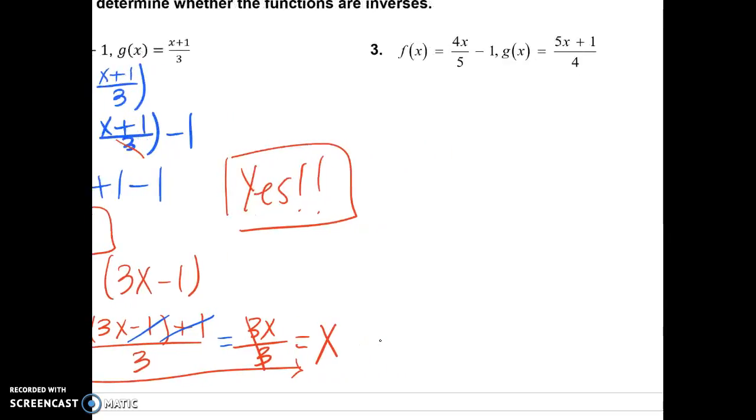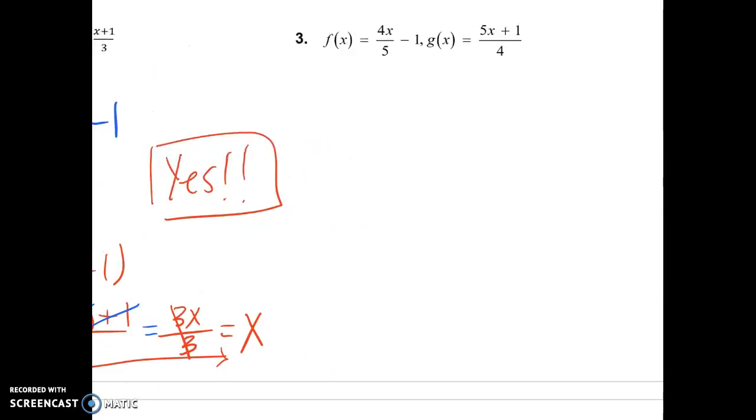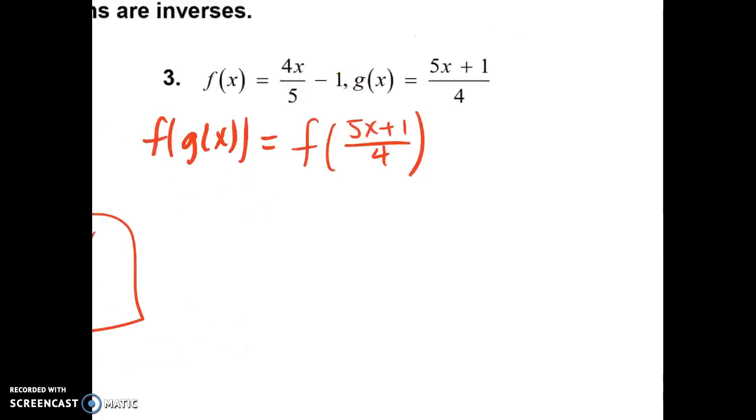Let's go ahead and move on to number 3. We're going to do the same thing. We're going to start off with f of g of x and go ahead and plug in. For function f, every time we see an x, instead of writing x, we're writing 5x plus 1 over 4. So go ahead and do that.